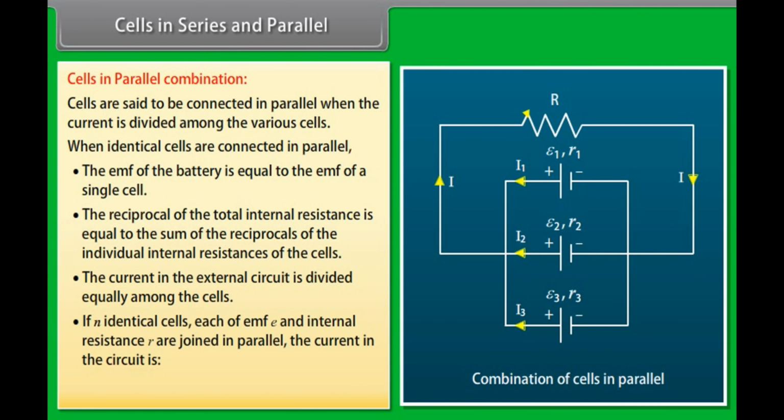If n identical cells, each of EMF E and internal resistance R, are joined in parallel, the current in the circuit is equal to nE divided by (nR + R).